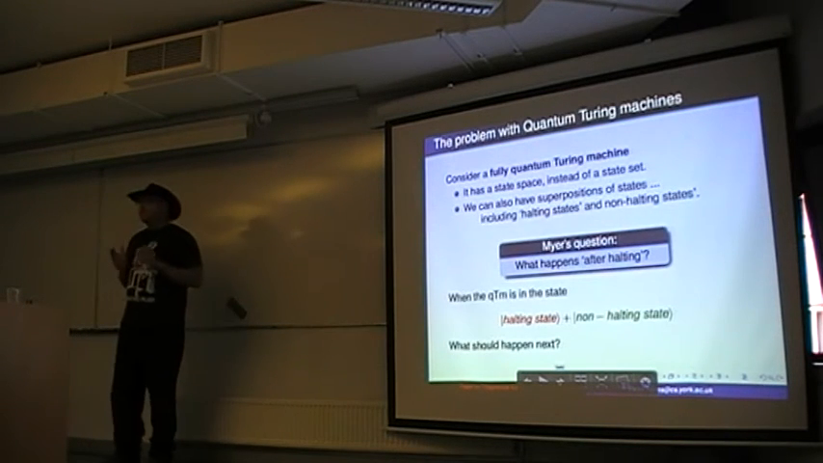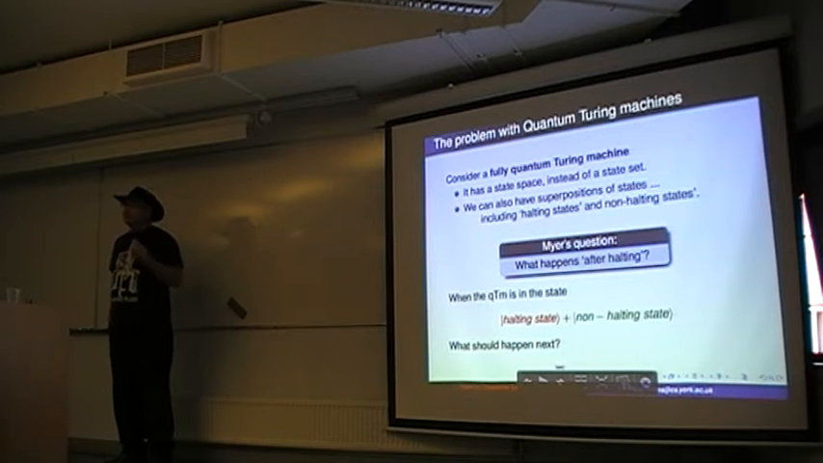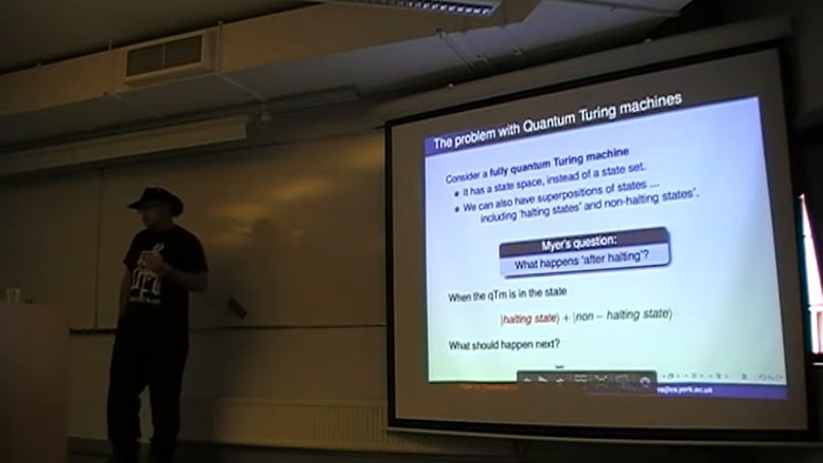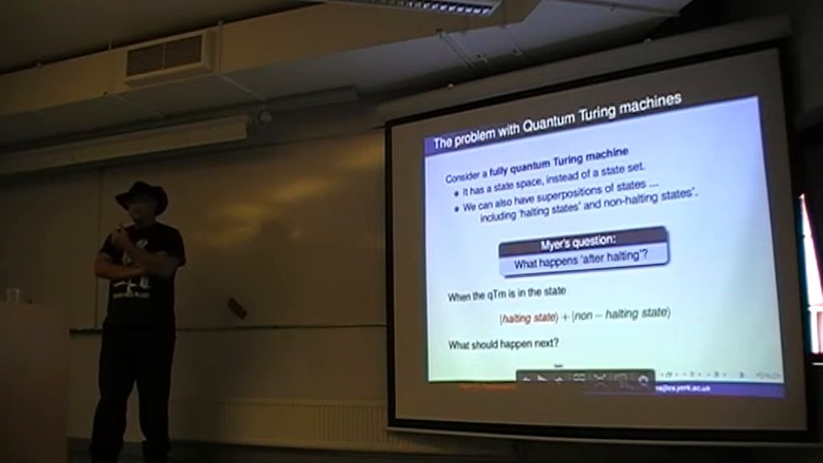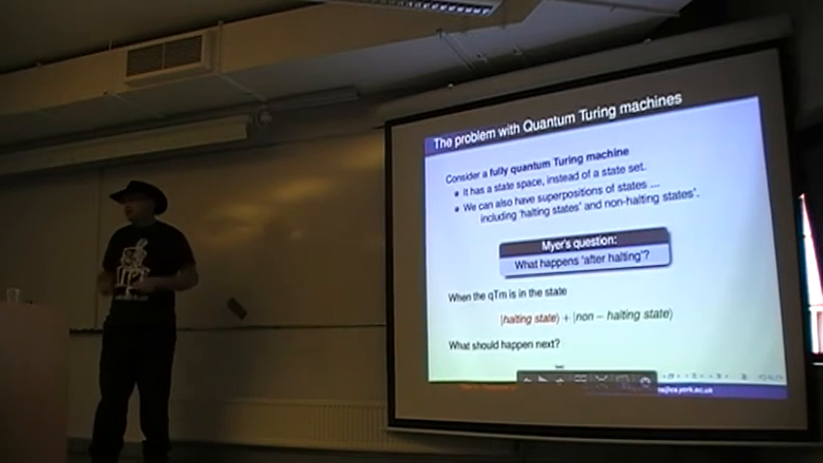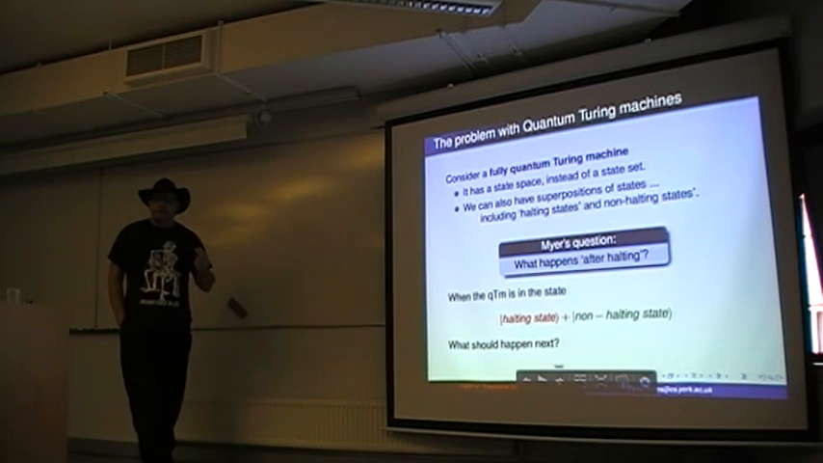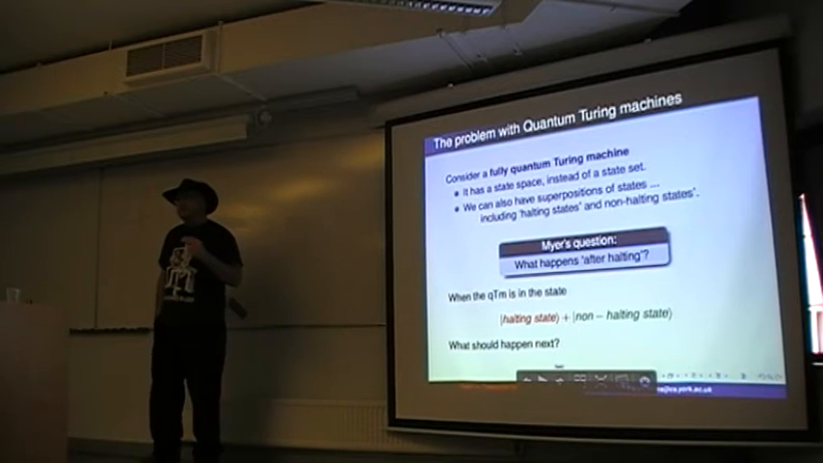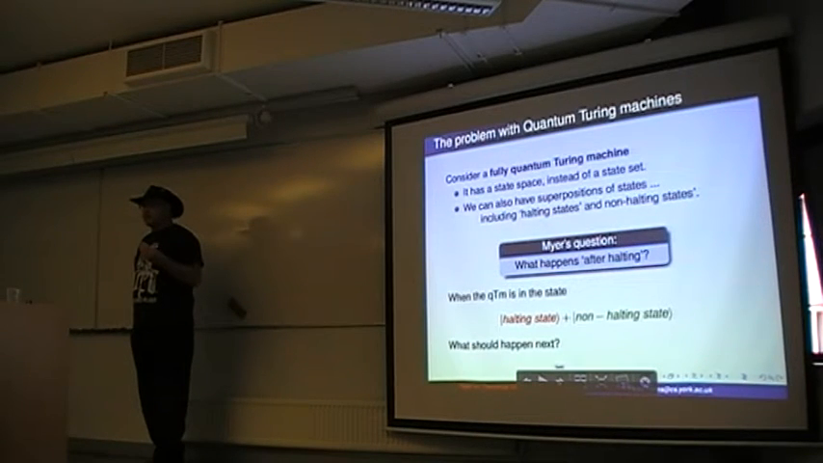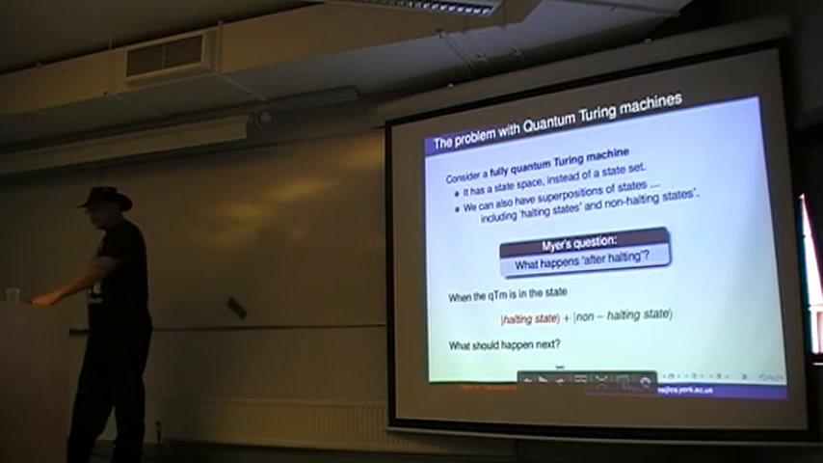Here's the problem. By fully quantum, he means preserving superpositions. So, if we look at a quantum Turing machine, we've got a state space instead of a state set. Now, we can have superpositions of states, of course, which means we can be in a superposition of a starting state and a halting state. And the question is, what happens after halting? With a classical Turing machine, it's simple. After halting, you're done. Here, we can be in a superposition of halting and non-halting.